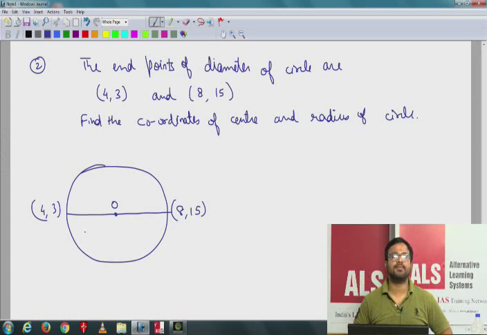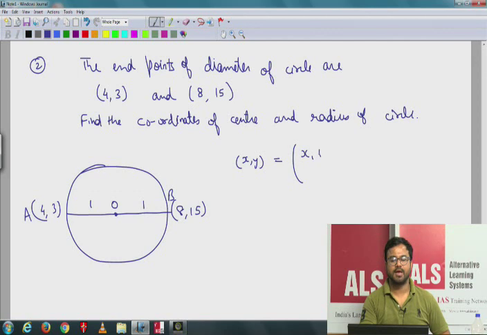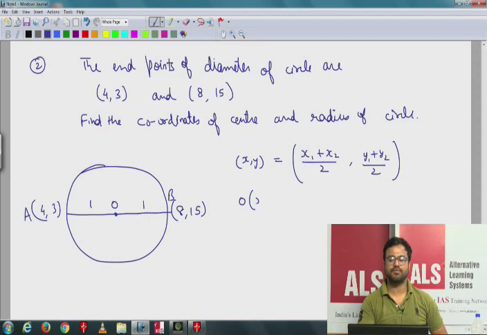means the end points of the diameter are at equal distance, which is the radius, or basically you can say that O is dividing the line segment AB in the ratio of 1:1, or you can also say that O is the midpoint of the diameter, right? And you can apply the midpoint formula. The (x, y) would be (x1 plus x2) divided by 2, (y1 plus y2) divided by 2. This is the midpoint formula, the special case of the section formula. So now you can find the coordinates of point O.